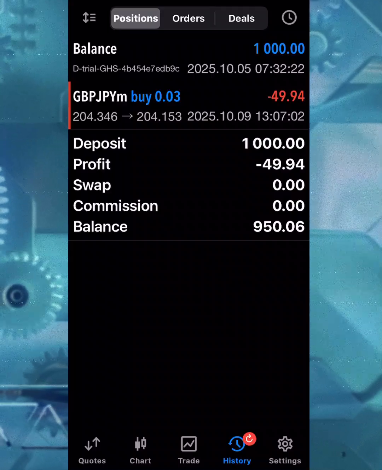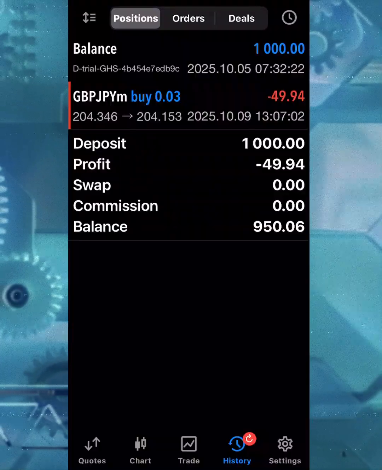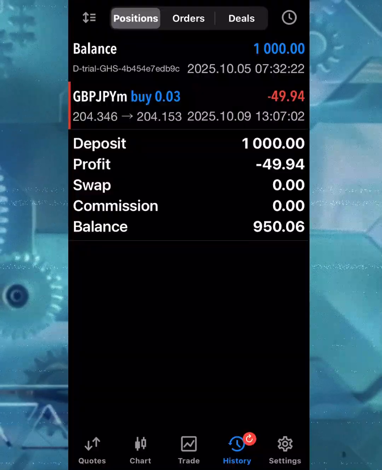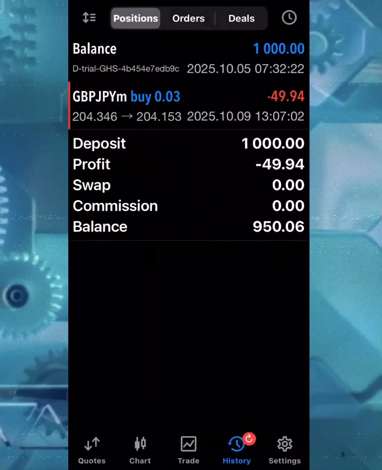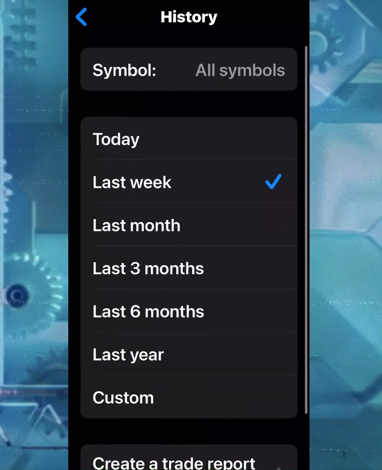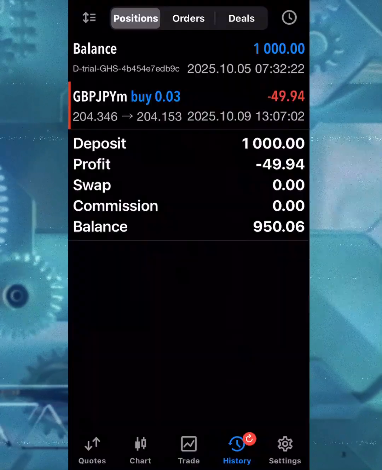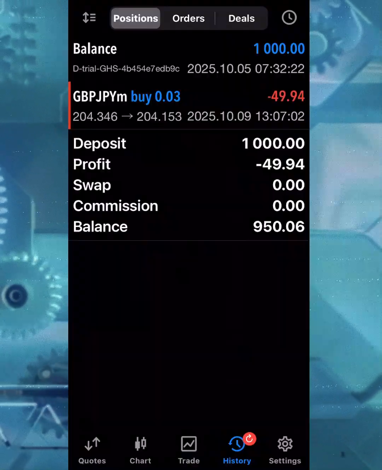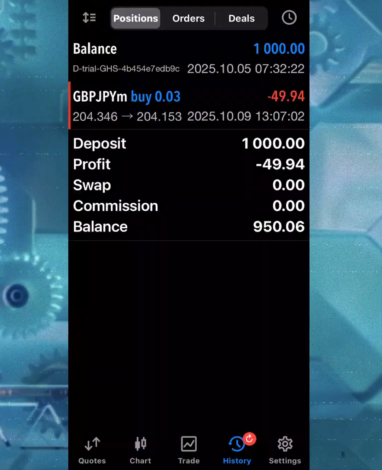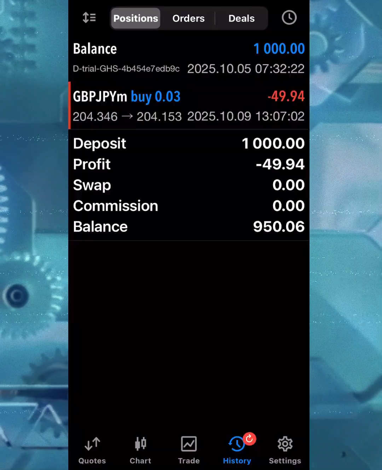So guys, today is Friday, end of the week, and I'm here to do my end of week review, right? So this is my P&L for the week. Let me go to last week. This is it. People can see that's last week now. These are all the trades that I've taken this week, right? For the week, my total balance is $94. My profit is minus 49.94 cedis. Sorry, I said $950. It's 950 cedis, 0.06.